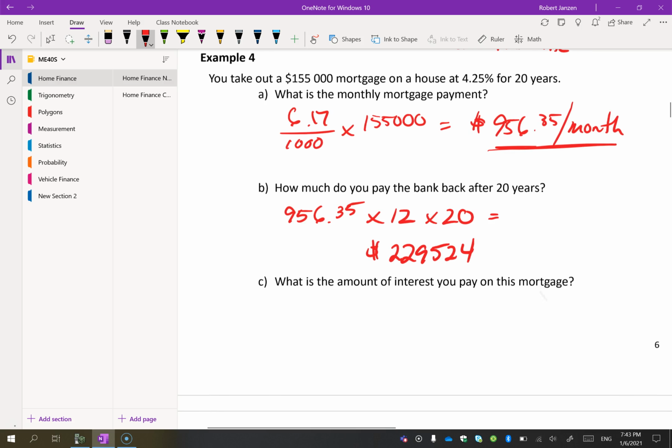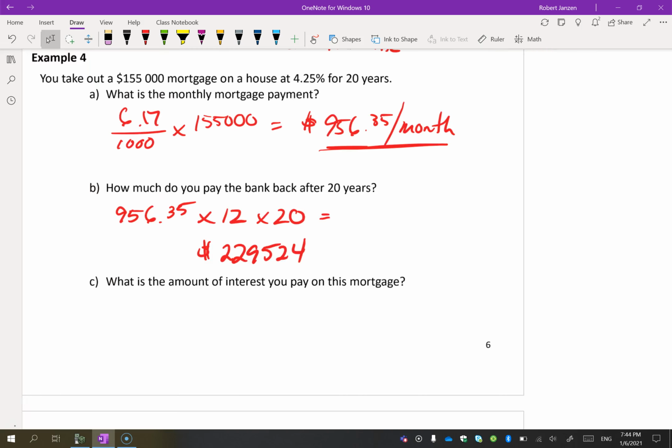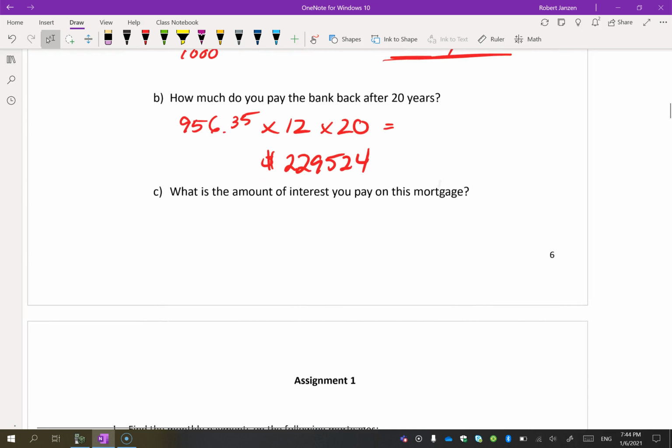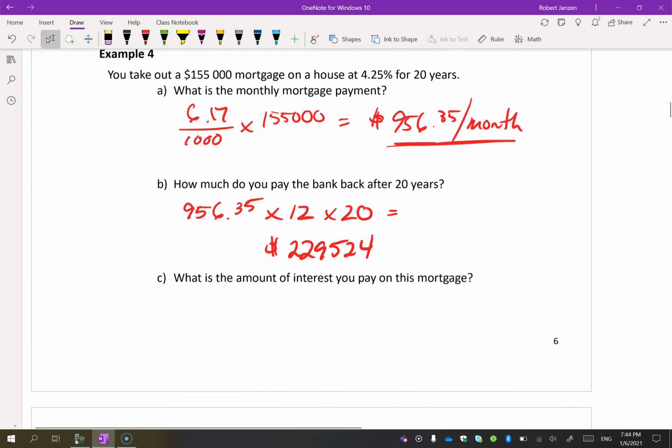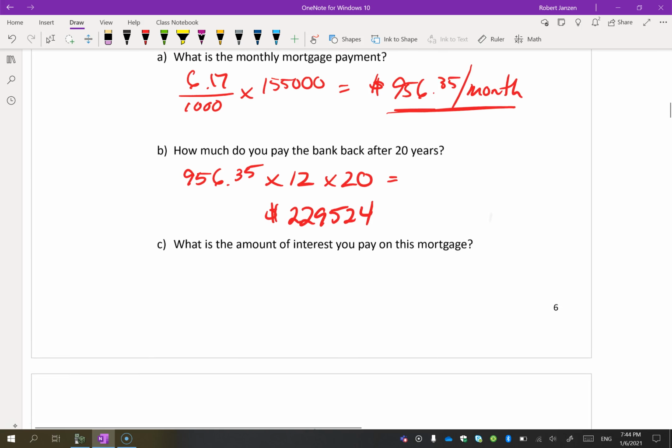Now, if that seems painful to you, yeah, it is. You're paying a lot of interest. You're paying a lot of money to have the right to borrow the money from the bank. But the reality is, not too many of us can save this kind of money in advance. So we need to borrow money from the bank to do it, and that's what the cost of interest is.